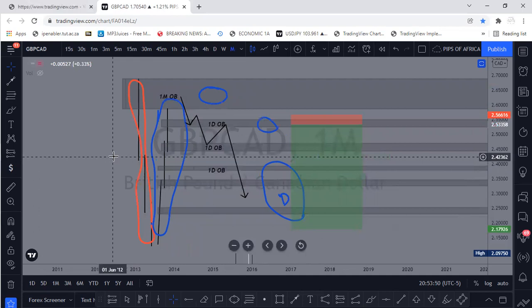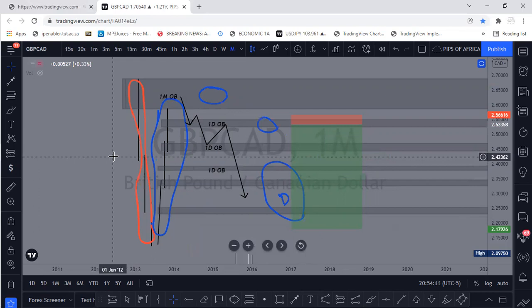Top-down analysis is very much important. Let me repeat that. Top-down analysis is very much important. What do I mean when I'm talking about top-down analysis? I'm talking of the higher time frame, starting with the higher time frame, going down to smaller time frames.